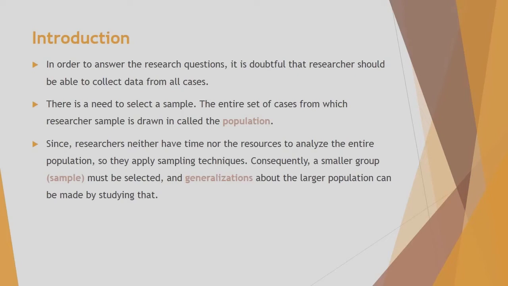Since researchers neither have time nor the resources to analyze the entire population, this is impossible, so they apply sampling techniques. Consequently, a smaller group, which is the sample, must be selected, and generalizations of findings about the larger population can be made by studying that. Sampling involves determining and selecting the circle of those to be observed, to be studied.